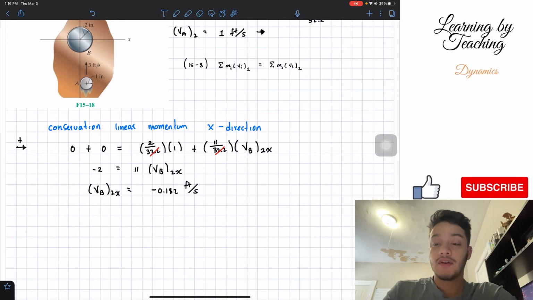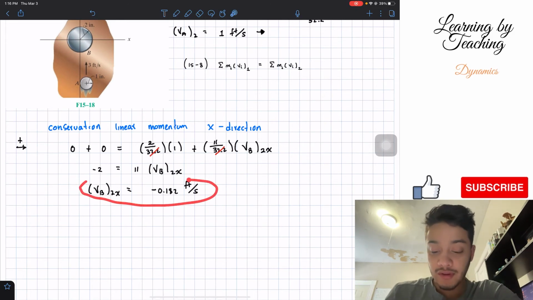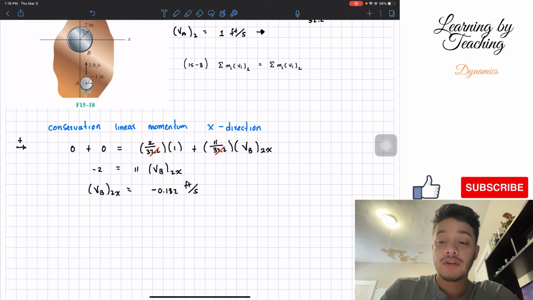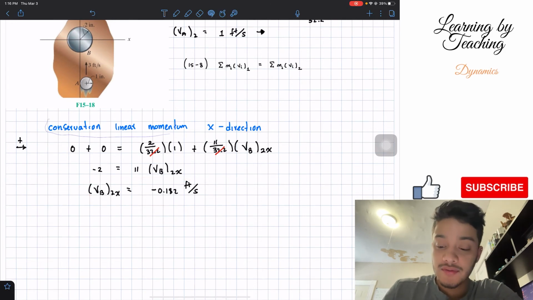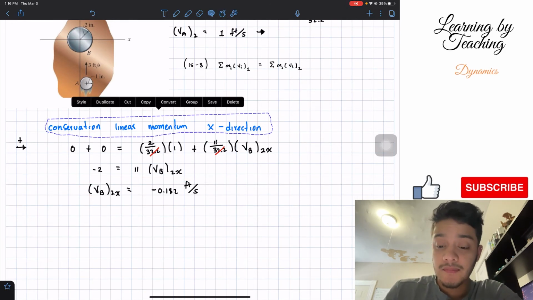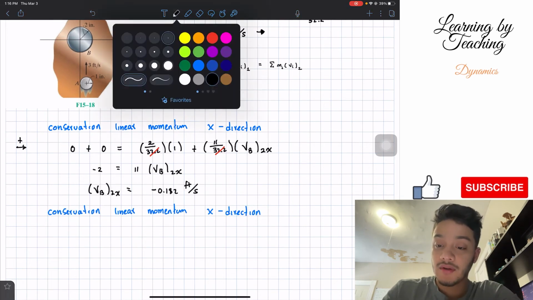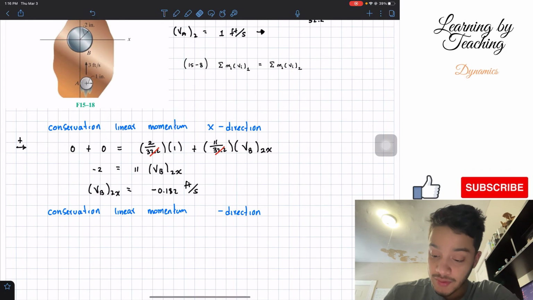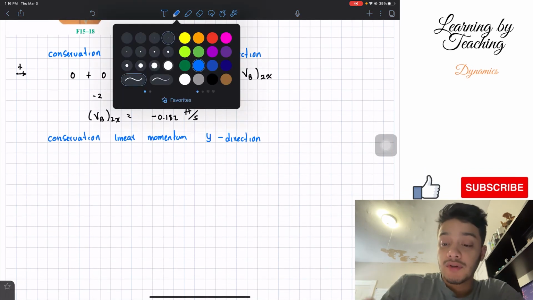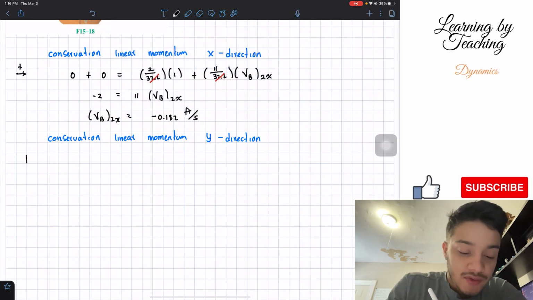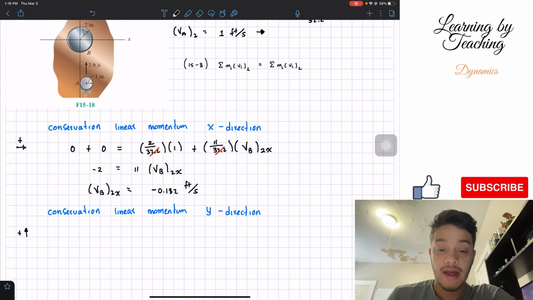Alright, so now we know one part of our velocity, which is the x direction. Now the second thing we're going to do is the same conservation of linear momentum, but in this case what we're going to do is focus on the y direction. So let me put this, then we're going to do in the y direction, okay? So for the y direction, we're going to assume that going up is positive, and let's see what we have.